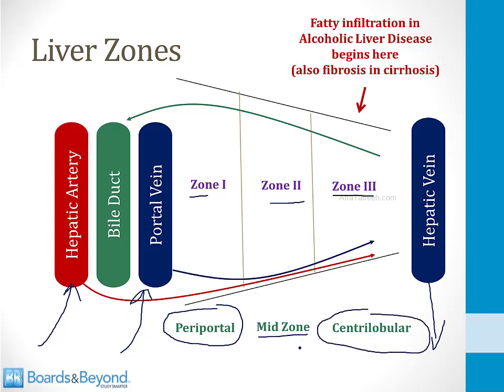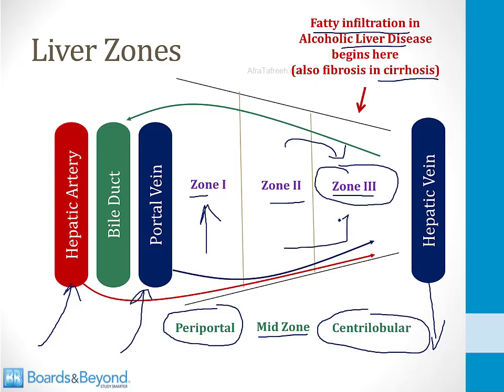And the point here as relates to alcoholic liver disease is that fatty infiltration in alcoholic liver disease begins in zone 3. Zone 3 is affected first. This is also the first zone to be affected by fibrosis in alcoholic cirrhosis, and most liver pathologies affect zone 3 first. The only important liver pathology that affects another zone first is that viral hepatitis tends to infect zone 1 first. Most other liver diseases affect zone 3.